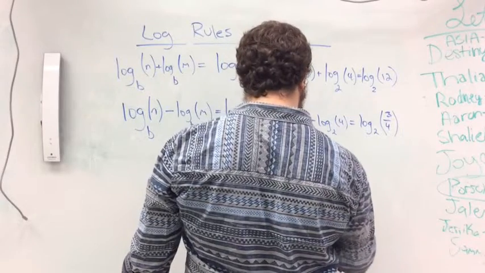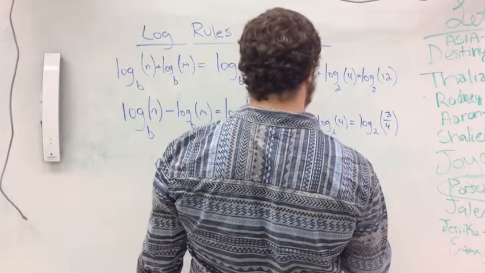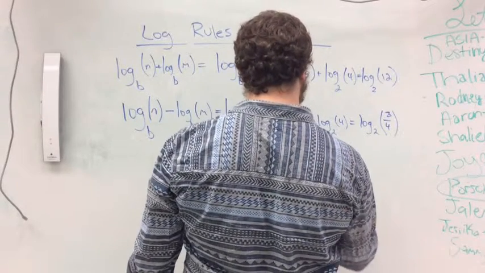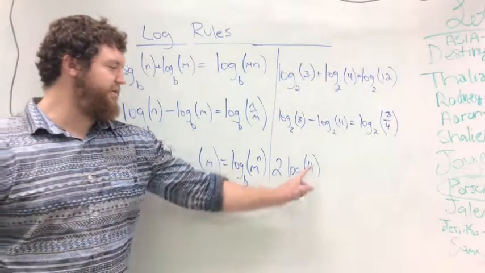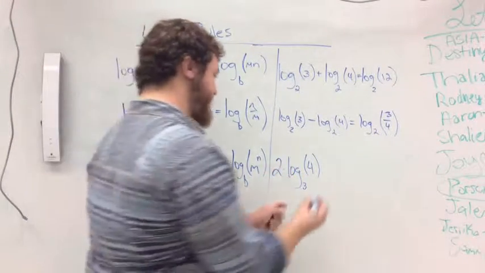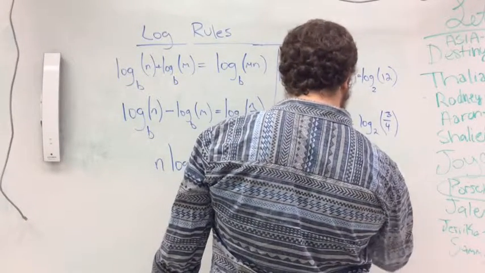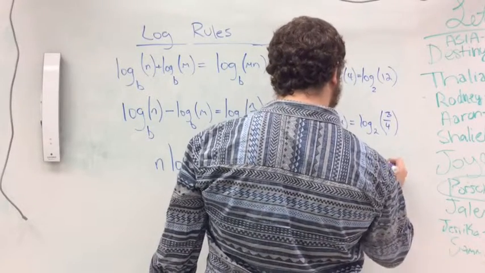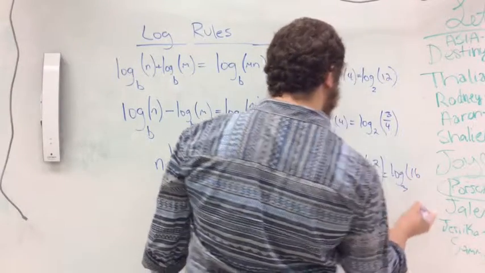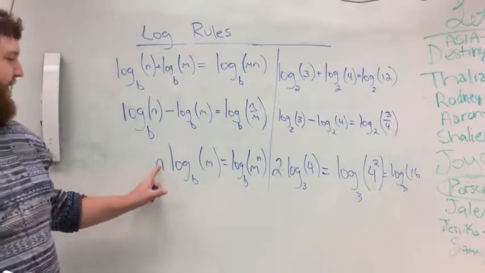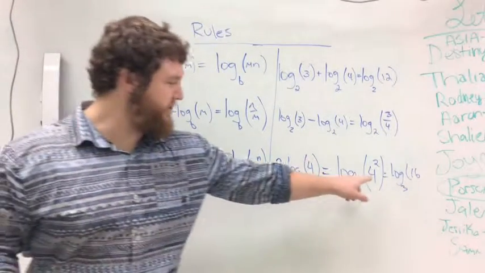So if I have, let's keep going, 2 log base 3 of 4. They're stuck together, so it's still multiplication, but when you multiply it becomes an exponent. So it becomes log base 3 of 4 squared, which is log base 3 of 16. The one on the outside becomes the exponent, so it became 4 to the second power.